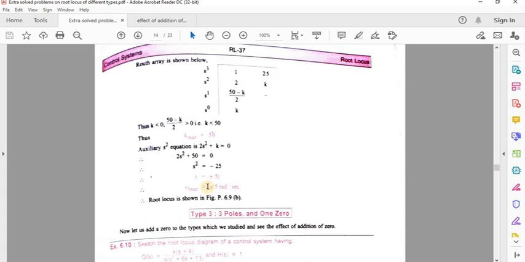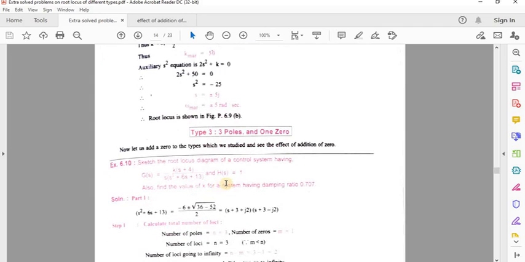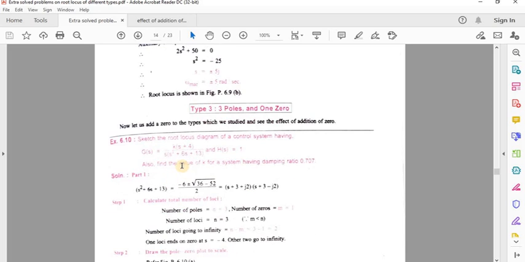Now the next type of problem, where there are poles and also zeros. There is a zero present. This problem I might have taken in the first demo problem. So we will see here. Sketch the root locus diagram of a control system having G of s equal to k into s plus 4 upon s square plus 6s plus 13, and the feedback is equal to 1. Also find the value of k.